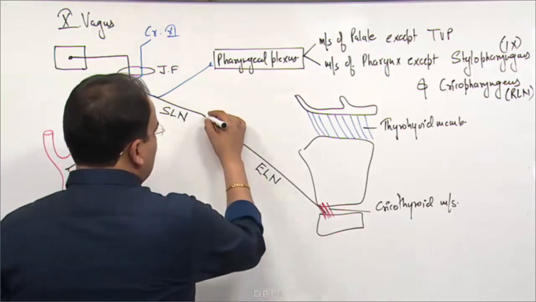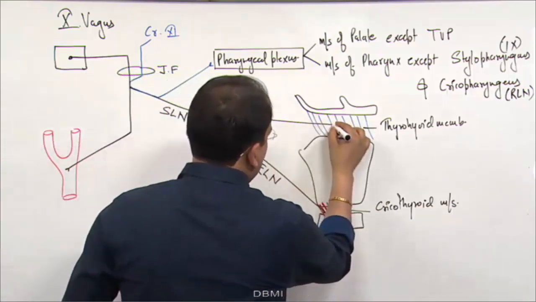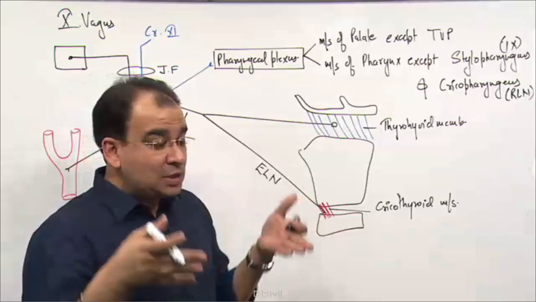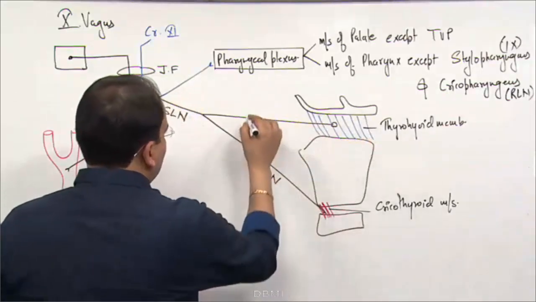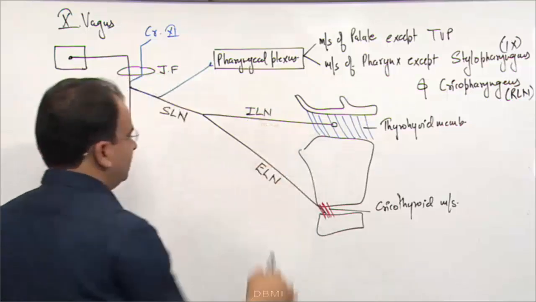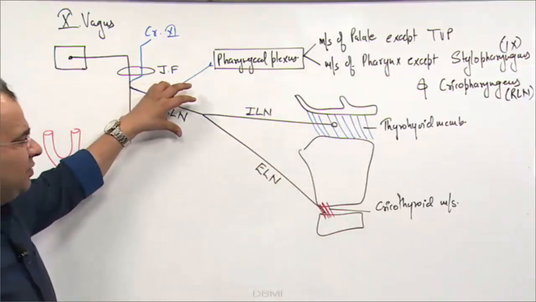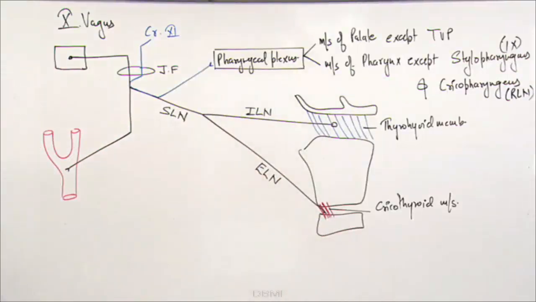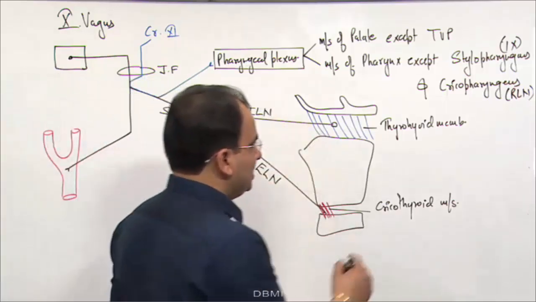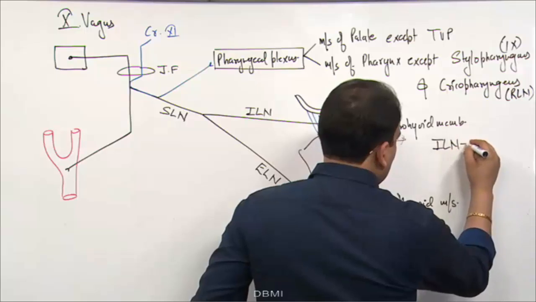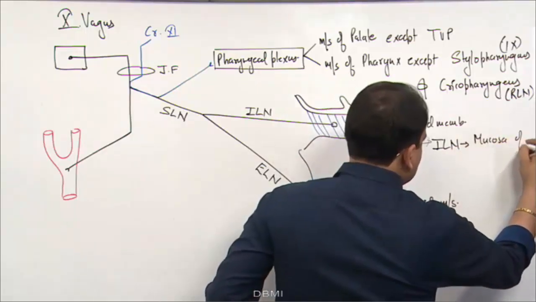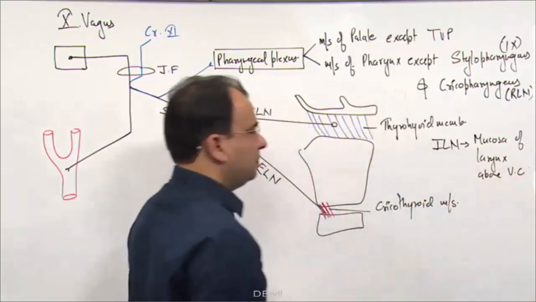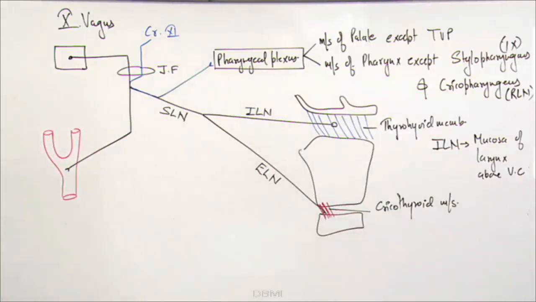And the branch of superior laryngeal nerve which will pierce the thyrohyoid membrane to go inside and supply the mucosa of the larynx above the vocal cord, because it has to go inside, it has to pierce the thyrohyoid membrane, is called the internal laryngeal nerve. So superior laryngeal nerve divides into external laryngeal and internal laryngeal. External laryngeal supplies cricothyroid muscle, and internal laryngeal nerve goes inside and supplies mucosa of larynx above vocal cord.